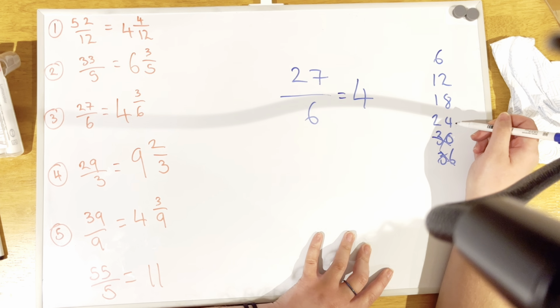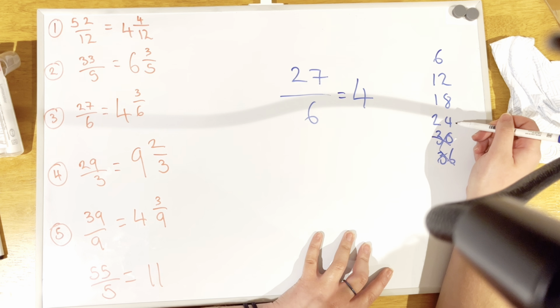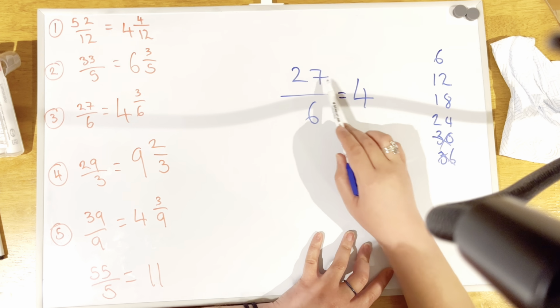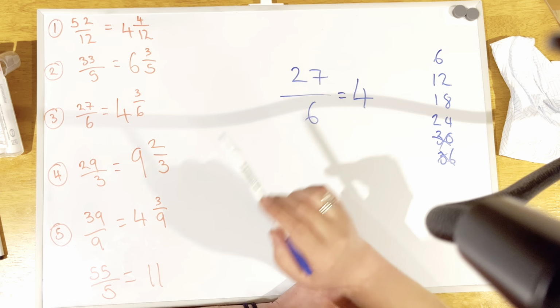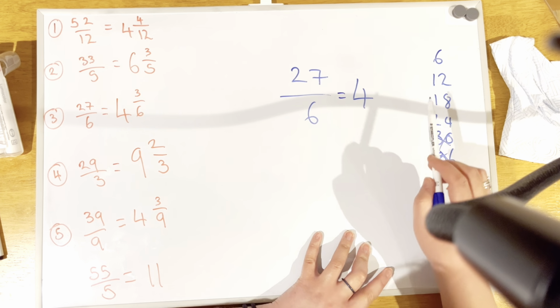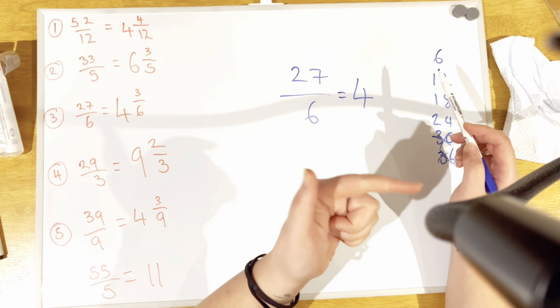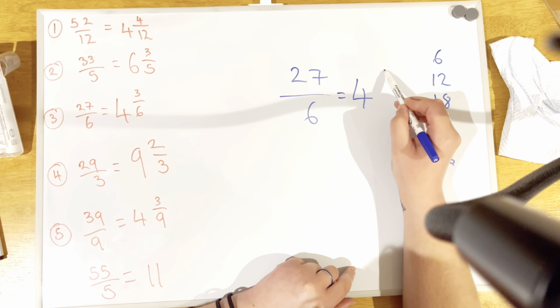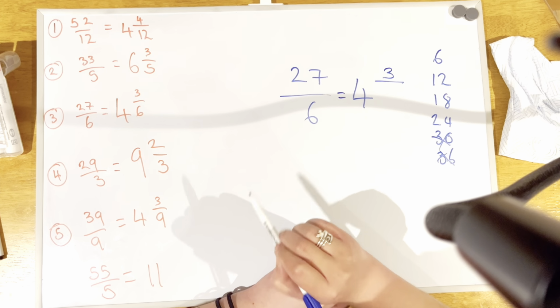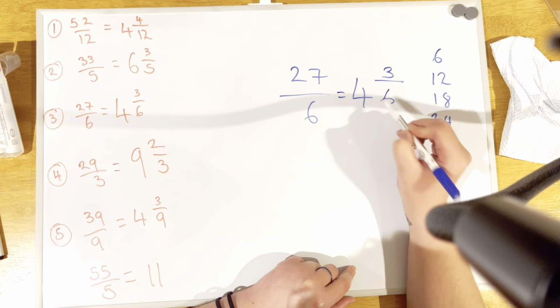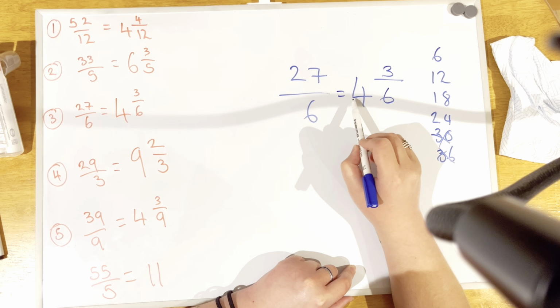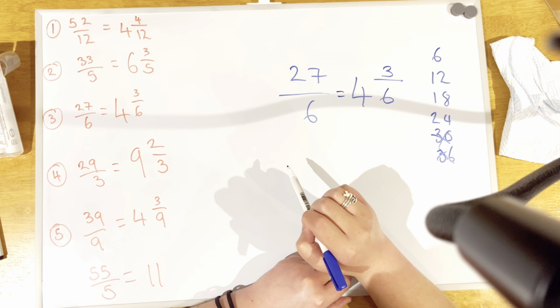But did I land exactly on 27? No, I didn't. So I need to work out the difference between 24 and 27. So 24, 25, 26, 27. 3 is my difference. And we know our denominator is 6. So it's 4 and 3 sixths.